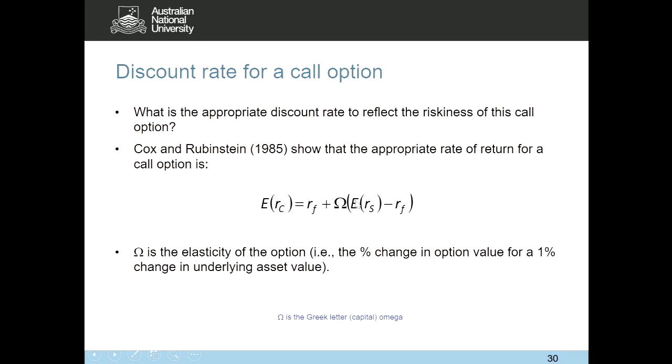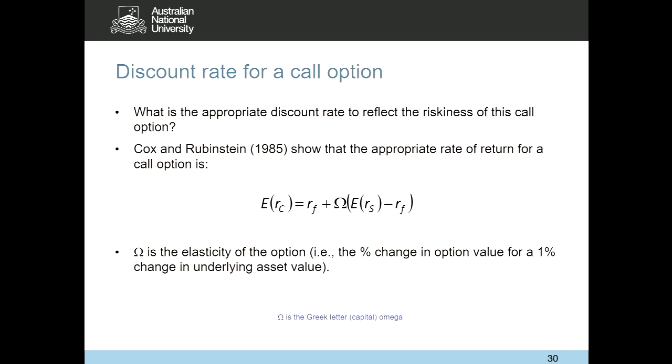Because this is a risky asset, right? And this premium, the way the premium works is that it's the difference between the stock return and the risk-free rate, then multiplied by this omega. So this omega measures the elasticity of changes in the call option price with respect to the changes in the underlying share price. So this formula looks very similar to the capital asset pricing model.